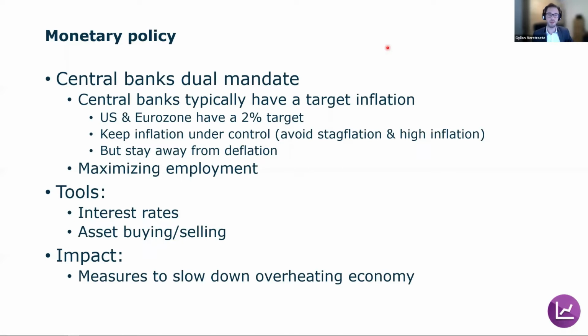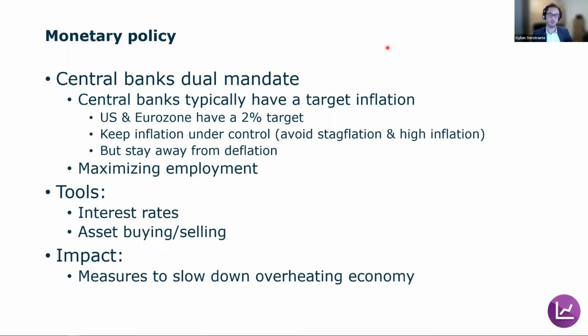To reach their dual mandates, central banks have two tools at their disposal: interest rates and asset buying or selling. So what's currently the impact, and also previously, during the Corona lockdown, central banks had a really loose monetary policy, in which they were reducing those interest rates and doing massive asset buying programs in order to maximize the employment levels. However, now they are seeing that employment has sufficiently recovered, and they are also seeing that inflation is significantly above their target.